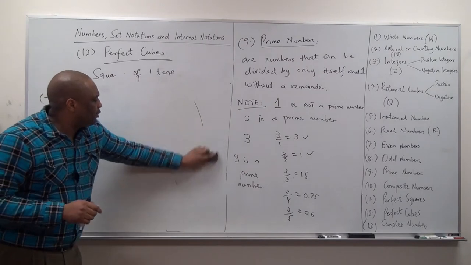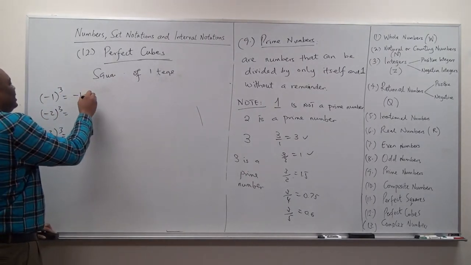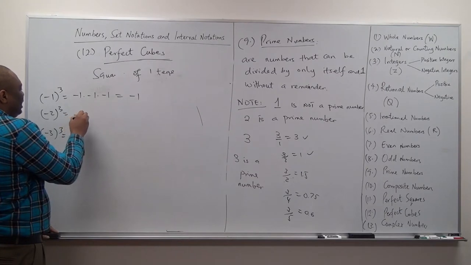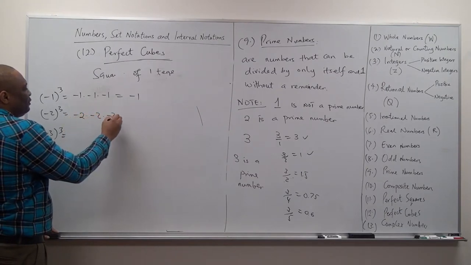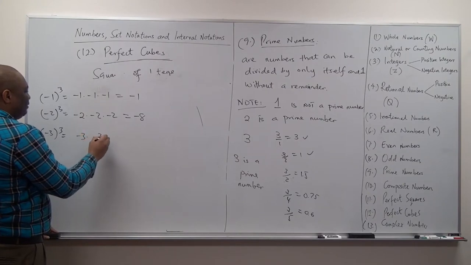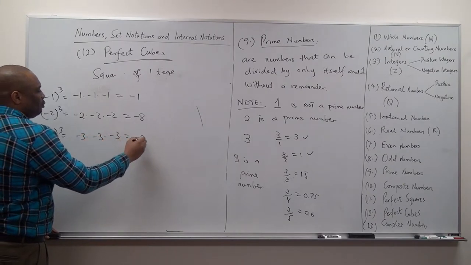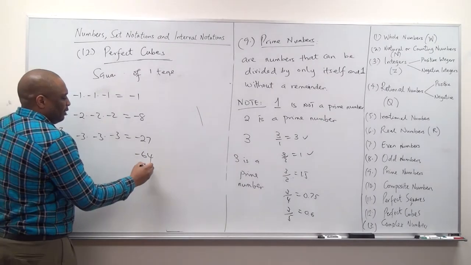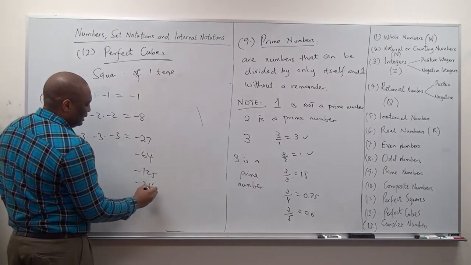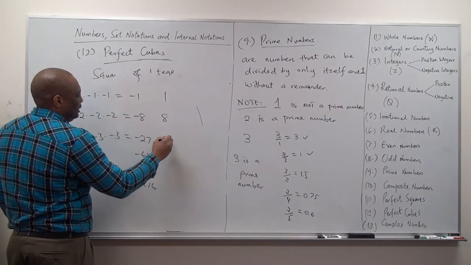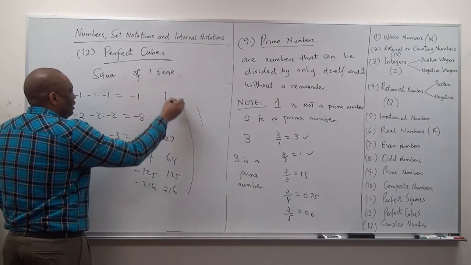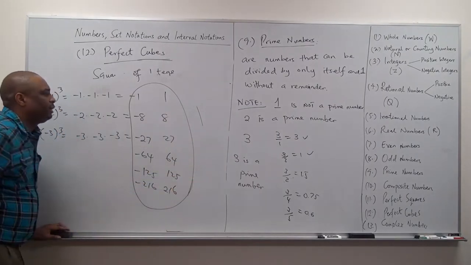Negative 1 cube gives you negative 1 times negative 1 times negative 1, which is negative 1. Negative 2 cube gives you negative 2 times negative 2 times negative 2, which is negative 8. Negative 3 cube, negative 3 times negative 3 times negative 3, which is negative 27. Negative 64, negative 125, negative 216. And 1, 8, 27, 64, 125, 216. All these are perfect cubes.